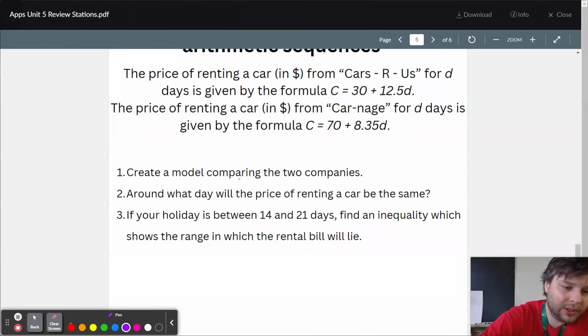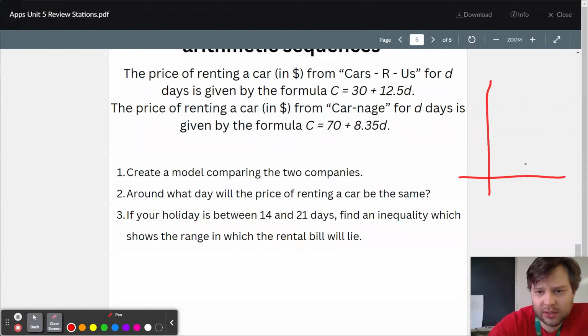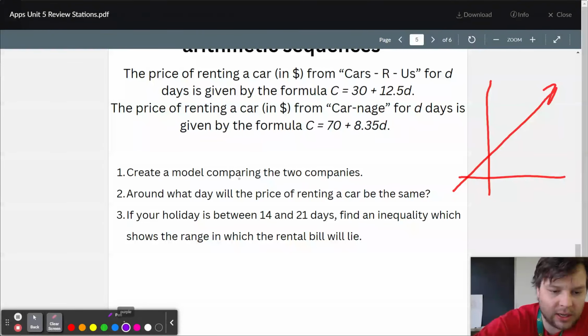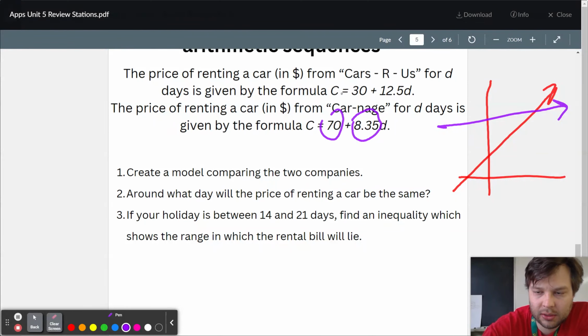Okay, here we've got two different car companies. We're going to create a model comparing the two companies. One way to compare them is just to graph each of those models. If you graphed them, what you would notice is you've got one that starts lower but is steeper, and you've got another one that starts higher but is less steep. And so this is the Carnage one, the purple one, because it has a smaller slope and a higher y-intercept.